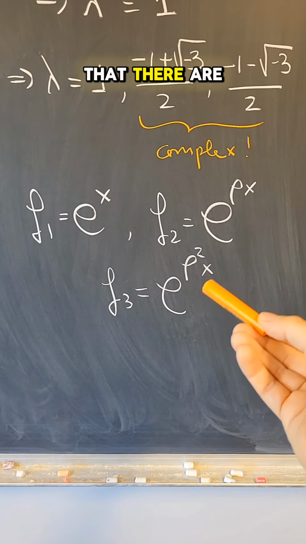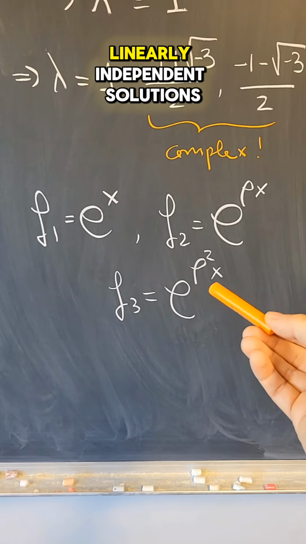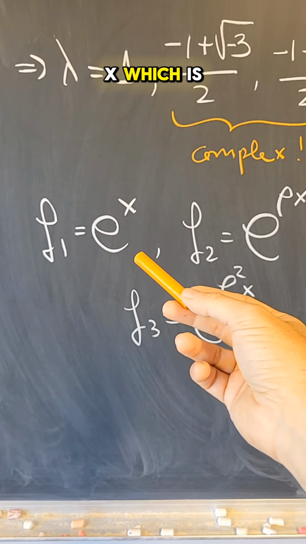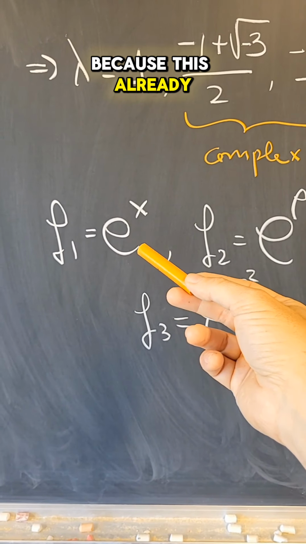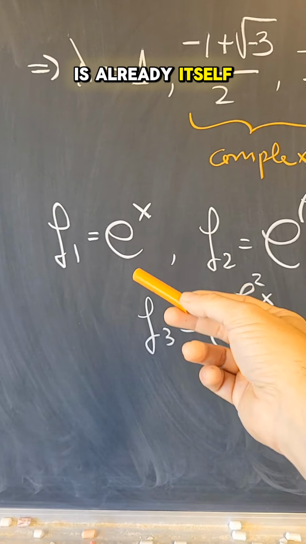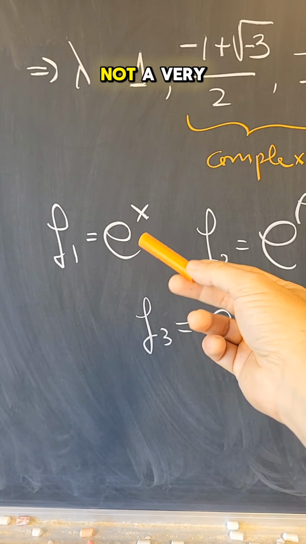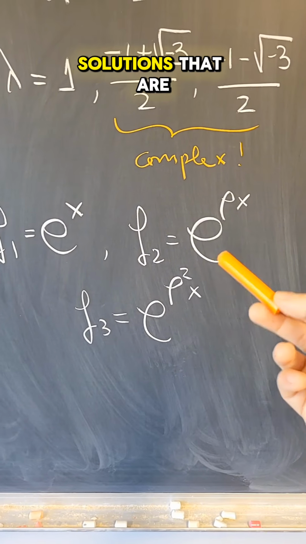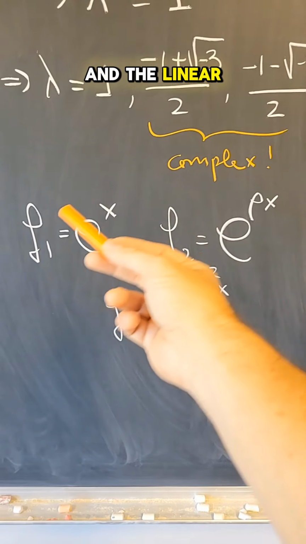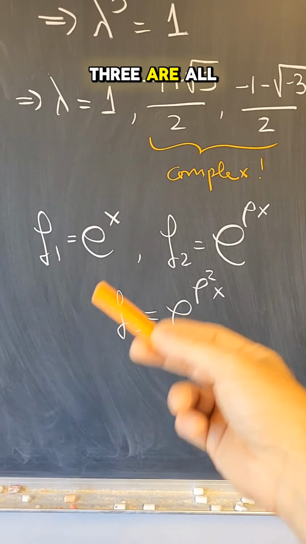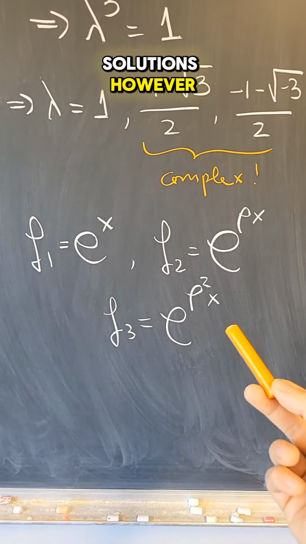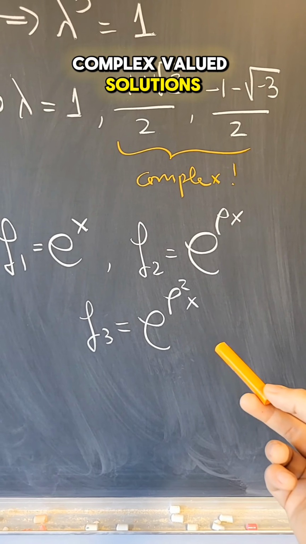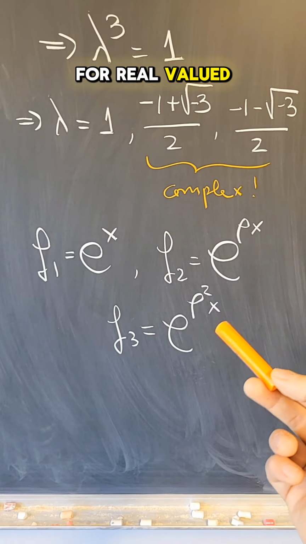That gives me that there are three linearly independent solutions to my differential equation, which is e to the x, which is sort of cheating because the first derivative is already itself, so this is not a very interesting solution. But then there are two other solutions that are more interesting, and the linear combinations of all three are all the possible solutions. However, this one and that one are complex valued solutions, and I'm looking for real valued functions.